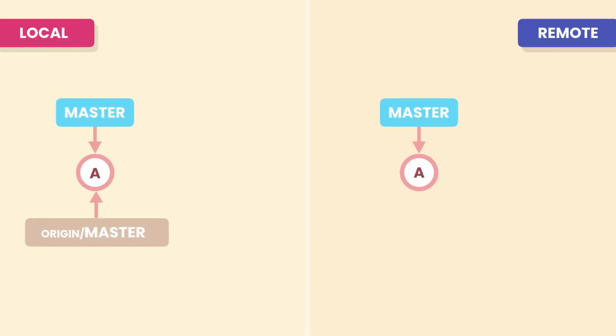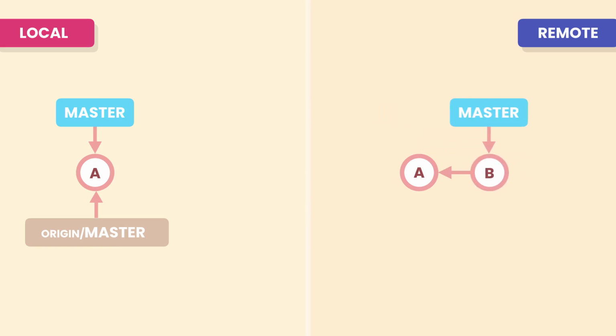So here's the current situation. On the left side, we have our local repository, and on the right side, we have our remote repository, which is the repository hosted by GitHub in the cloud. Now, one thing you need to understand here is that our local repository is not connected to the remote repository. So if you have a new commit in our remote repository, our local repository will not be aware of that.